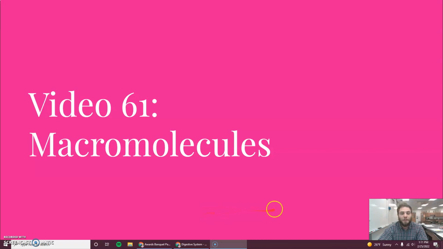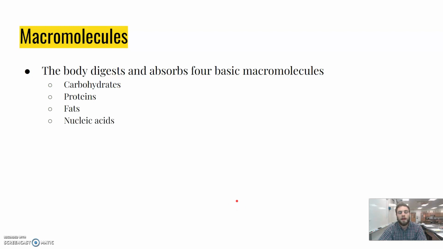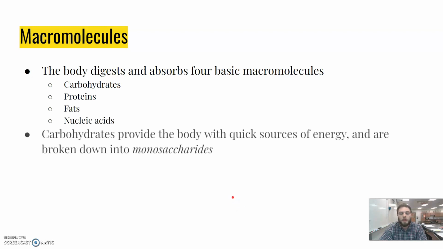Today we're going to be talking about macromolecules. There are four basic macromolecules that the body is going to digest and absorb. You may remember these from a previous nutrition or a health class. They are carbohydrates, proteins, fats, and then nucleic acids.